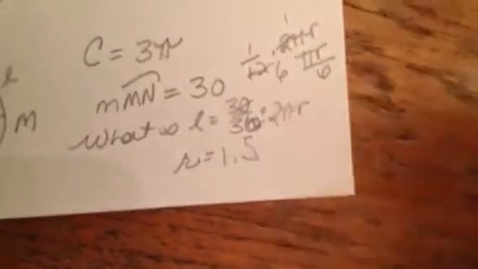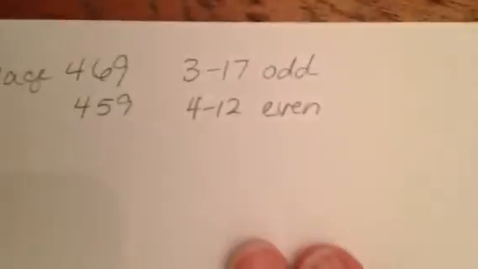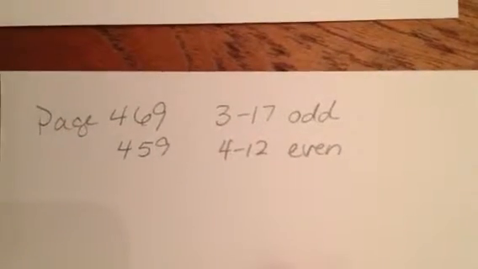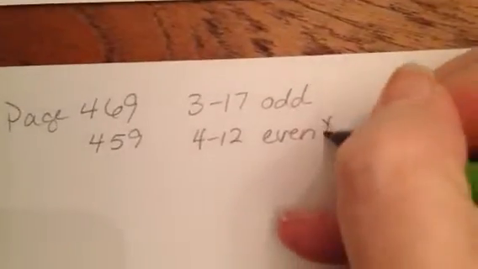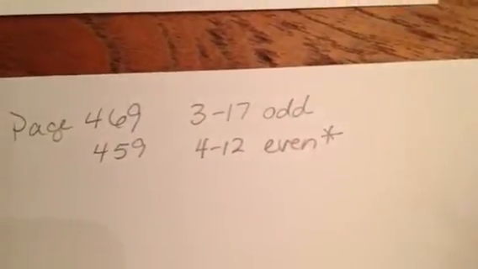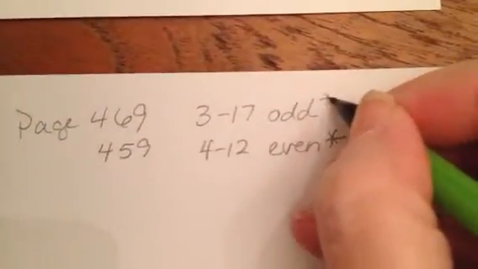All right, here's your assignment. Page 469, 3 through 17 odd. Page 459, 4 through 12 even. This goes back and looks at the apothem and things again. This is circumference and arc length.